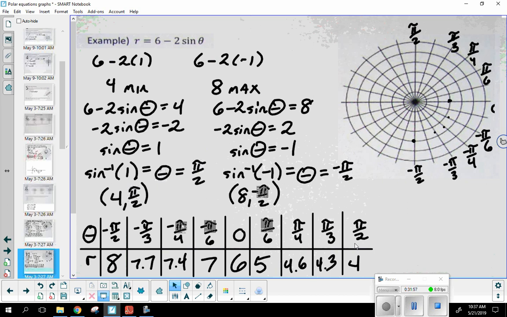Okay. 0, 6, right? Yep. And then pi over 6, 5. Oh wait, too low. Okay. Thank you, Jack. All of them are really off, so on a bad note, we get your point.